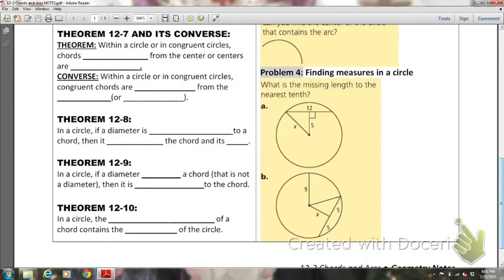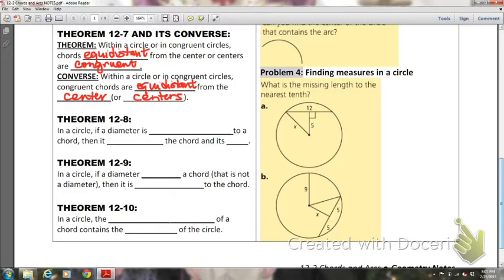The next theorem says that within a circle or in congruent circles, chords that are equidistant from the center or centers are congruent. They're congruent chords. The converse of that is also true. Within a circle or congruent circles, congruent chords are equidistant from the center or centers, if you're talking about congruent circles instead of just one circle.